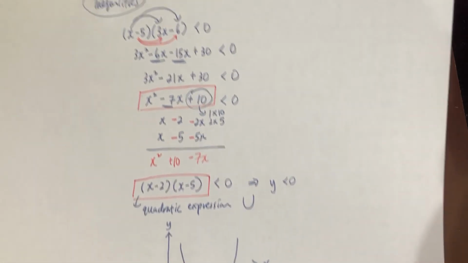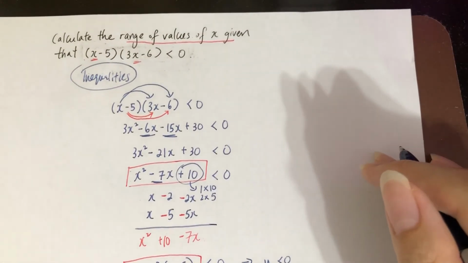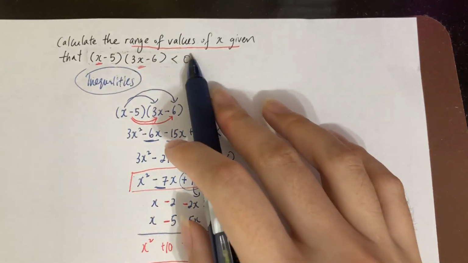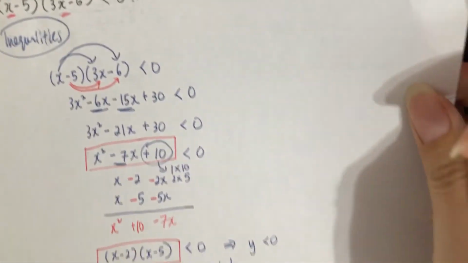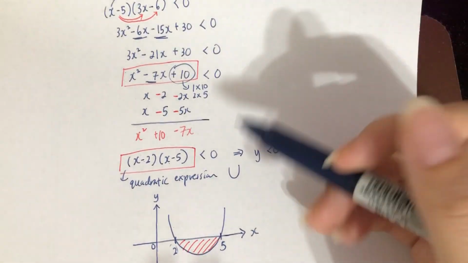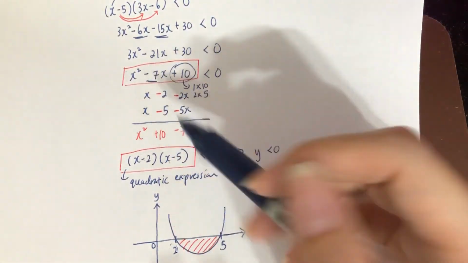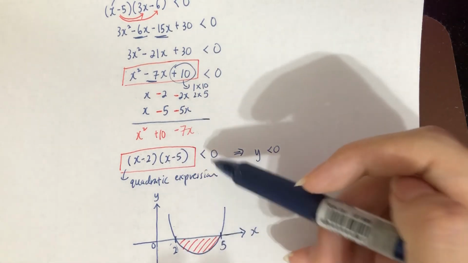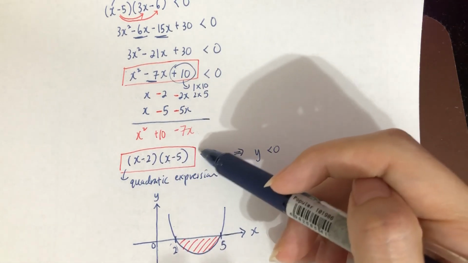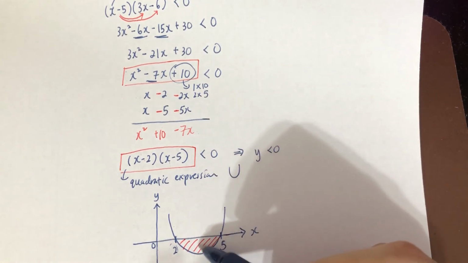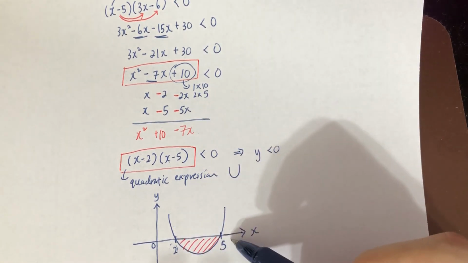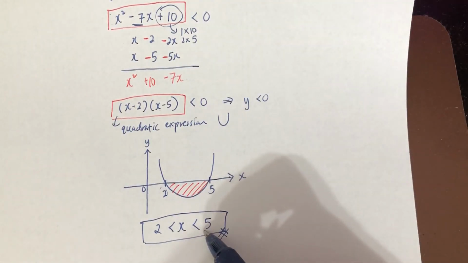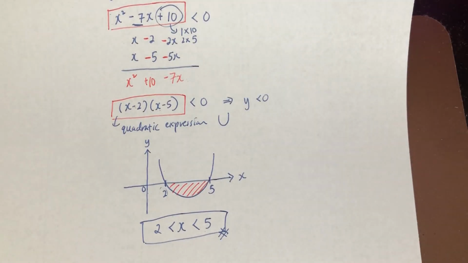Let's go back to the question. Find the range of values of x given that the whole expression is less than 0. After manipulating, we found that the eventual expression is this. After factorizing, we get this form so as to find the intercepts of the graph. Since the expression says that it is less than 0, we shade the portion of the graph below the x-axis. So x will be between 2 and 5. Hope this clarifies.